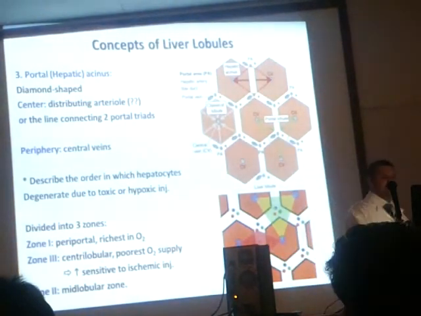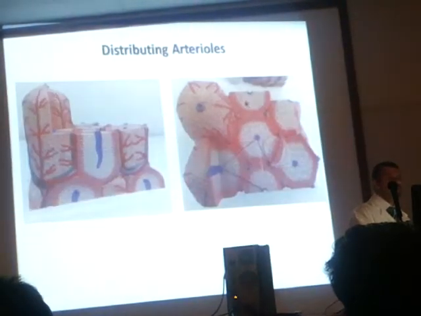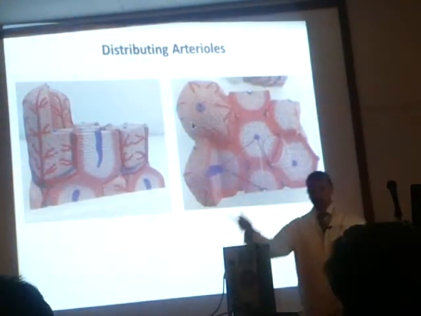So by this, they suggested that the blood starts to flow from something we call distributing arterioles. So if you look at a hexagonal, this is the one you saw in the lab. I added it to explain it for you all.